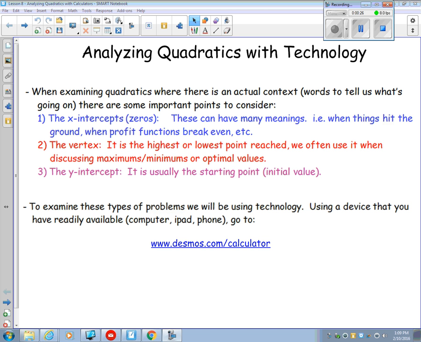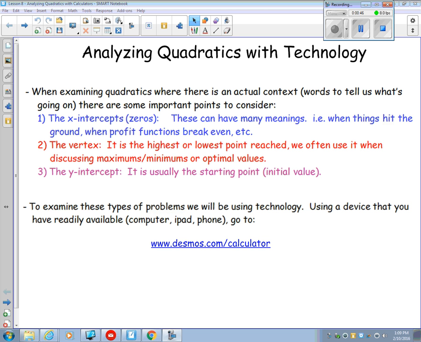If you have a phone, an iPad, a computer, whatever you have in front of you, eventually we're going to be going to the website www.desmos.com on the first page there of your lesson. I'm going to show on the computer here, and we'll work through some things together just to show you how it works and the kinds of problems we can solve with it. We're going to start with quadratics today because that's something we're kind of familiar with.